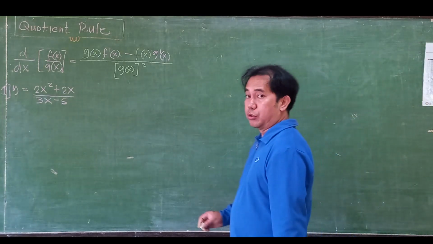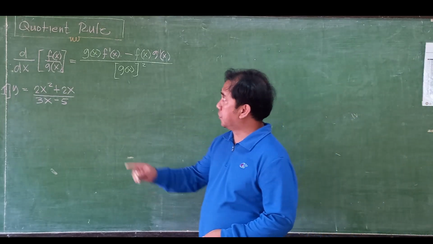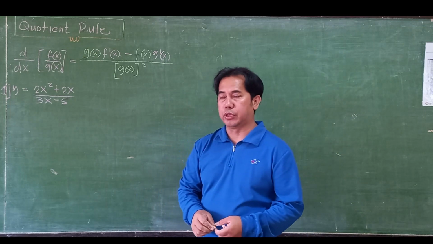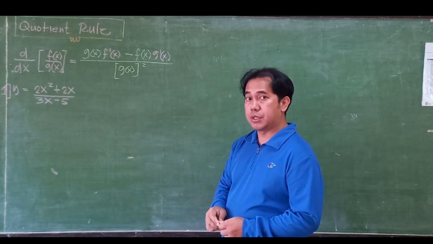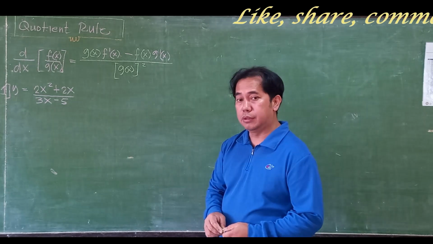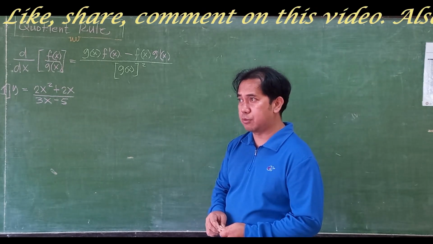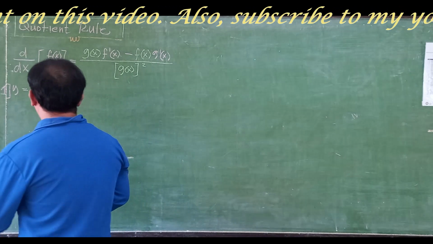The next thing that we're going to look into is the quotient rule. Okay, so the quotient rule. Now, how do we do this quotient rule in deriving the derivatives of a function? Now, we found this one.